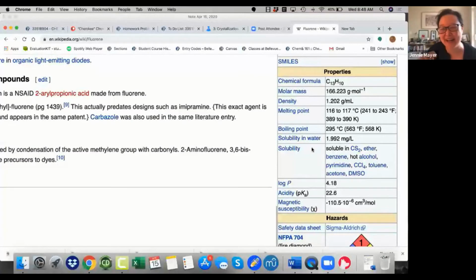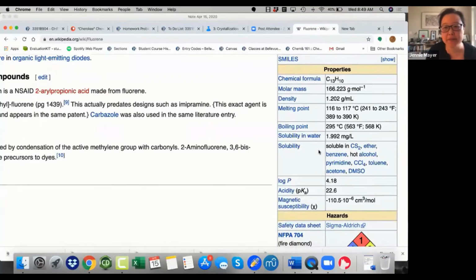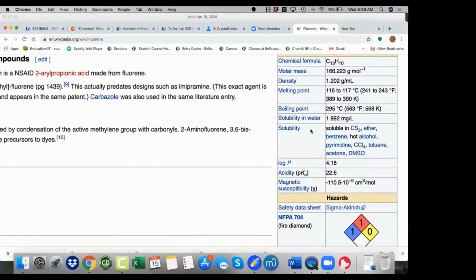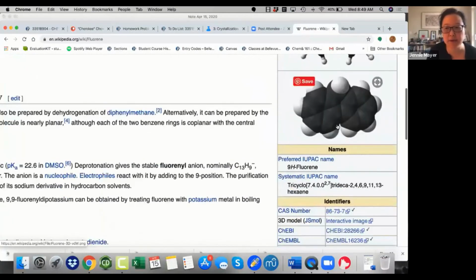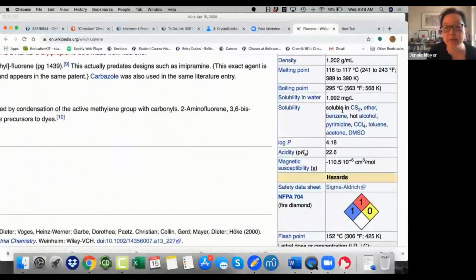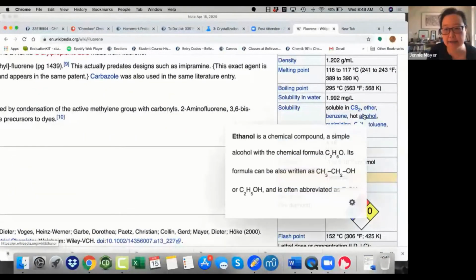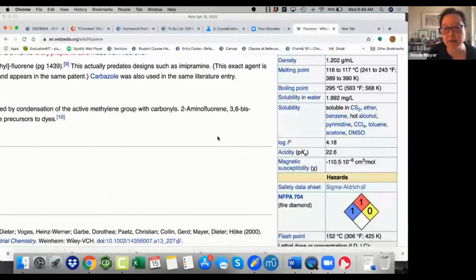So anyway, you will see some solubility data. What I did was I just Google searched fluorene solubility, solubility in ethanol, or solubility period, just whatever. I was able to find some info here. You could see fluorene, which has this structure here. You have used it before in experiment 3. Fluorene is soluble in carbon disulfide, ether, benzene, hot alcohol, pyridine, toluene, and so on. So they're telling you what it's soluble in.